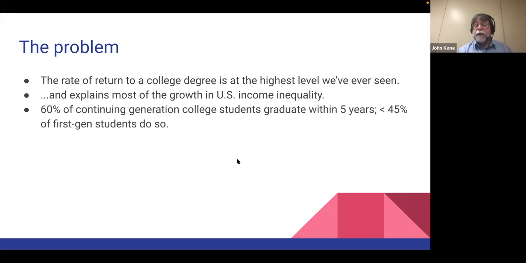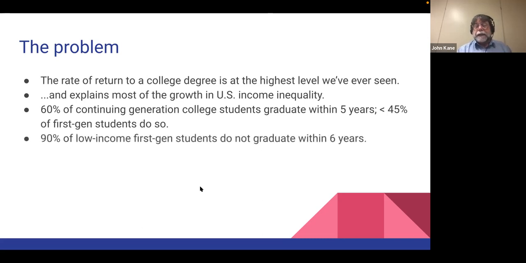60% of continuing generation college students graduate within 5 years of starting college, but less than 45% of first-gen students do. So there's a pretty big gap in the achievement of individuals from households where one or more parents had a college degree and those where they did not. 90% of low-income first-gen students don't graduate within 6 years of starting college. And that's an outcome that is rather disgraceful in a country as wealthy as ours.